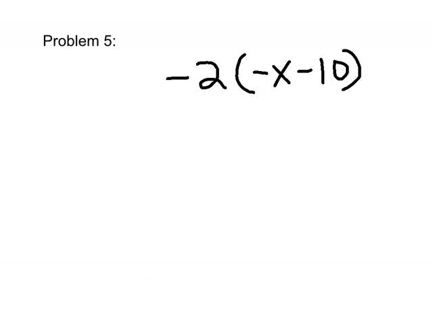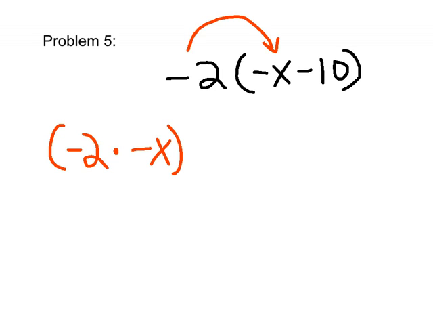Here's the last practice problem for the video. You are asked to simplify the expression negative 2 times the quantity negative x minus 10. Go ahead and hit pause if you need more time. Alright, the first thing I do is I take negative 2 and I multiply it to negative x. Negative 2 times negative x. Then the minus that connects negative x and 10 comes down. And then I will take my negative 2 and I will multiply it to 10.